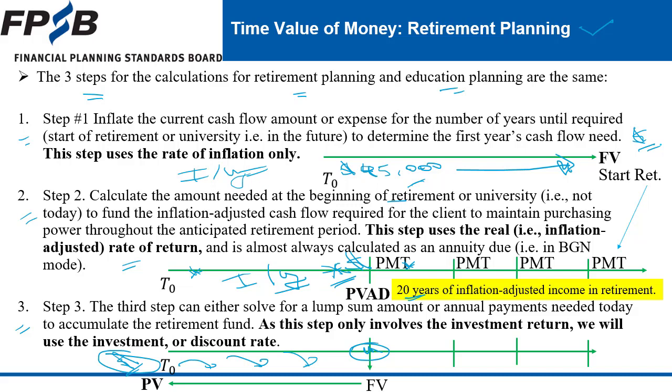And again, just want to point out that in this step, we'll be using the investment rate or discount rate. So each of the steps is using a different discount rate. Step number 1, rate of inflation. Step number 2, inflation adjusted rate of return. Step number 3, we use the investment return.